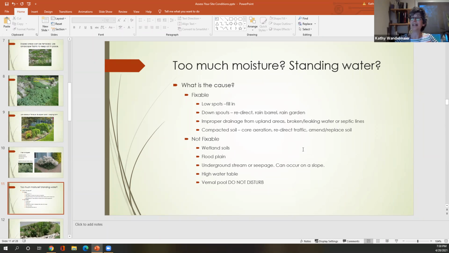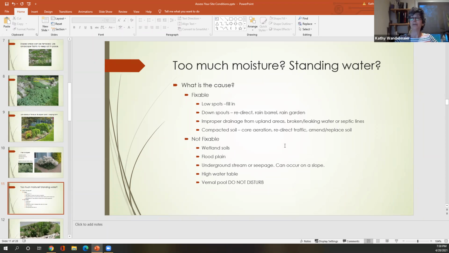The other thing you may be dealing with is compacted soil. And this is not that difficult to fix, but it does take a bit of attention in doing. And I'll talk a little bit more about compacted soil in a couple of more slides.